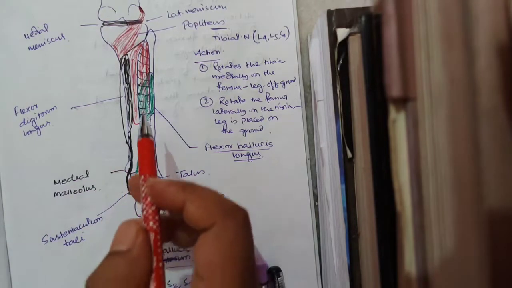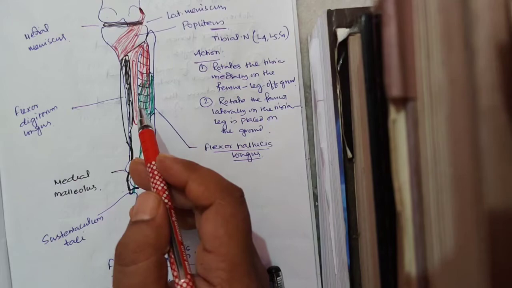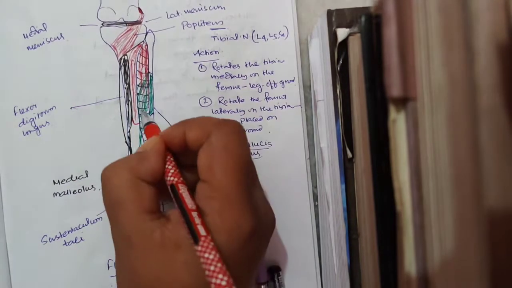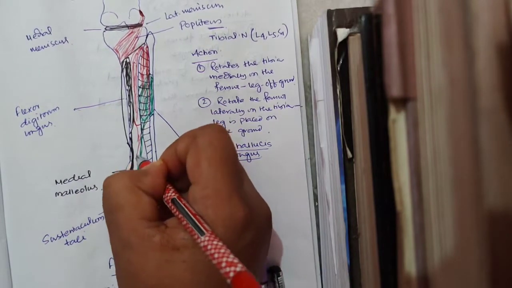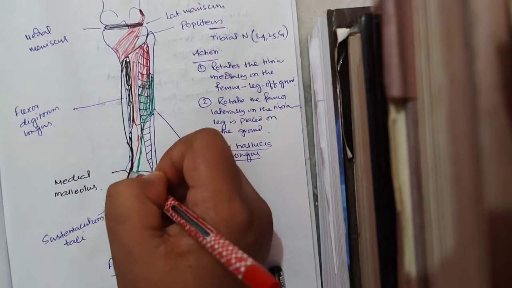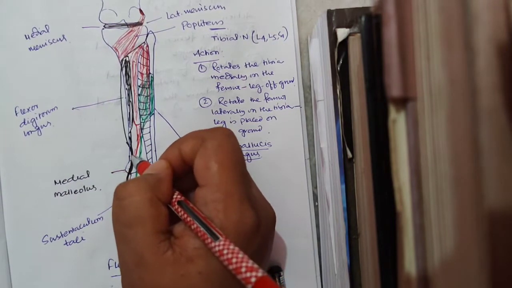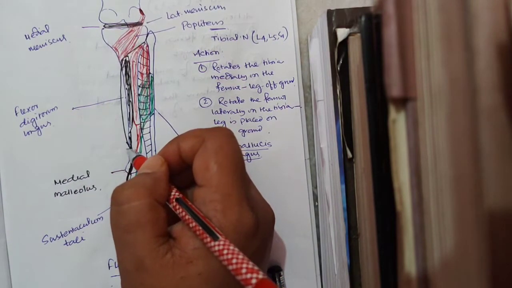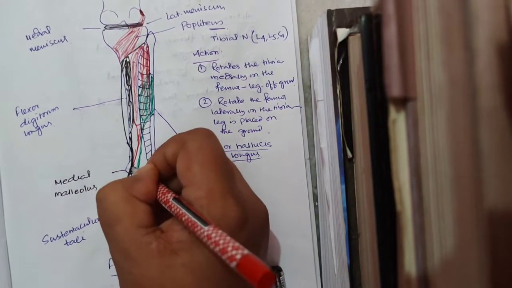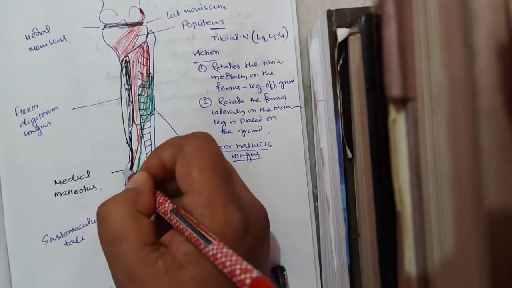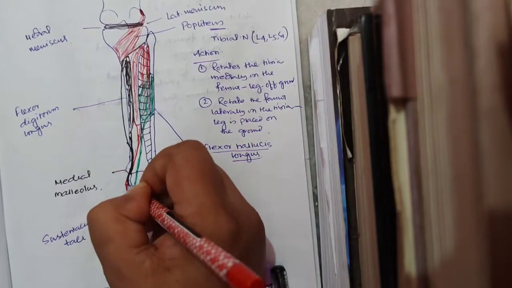Then this muscle ends in a tendon and passes behind the medial malleolus. This is the medial malleolus. It passes behind the medial malleolus, and then it is inserted into various parts.